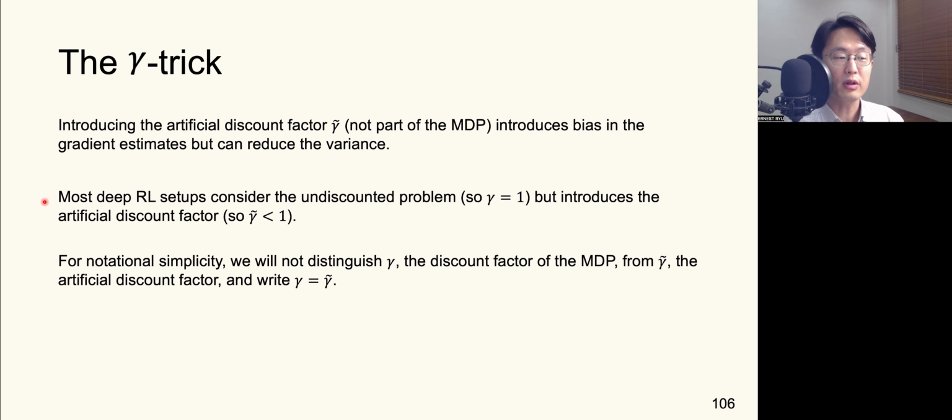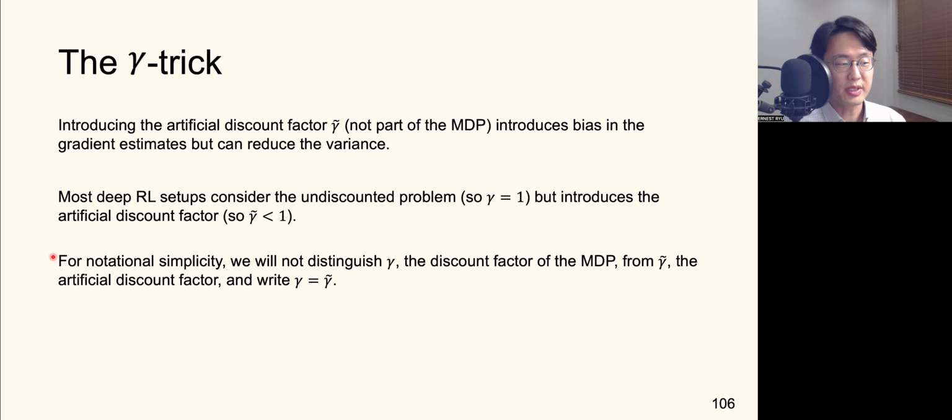So in many deep RL setups, fundamentally the problem that is specified does not use discounting. It uses gamma equal to 1. But nevertheless, in the algorithms, people often introduce this artificial discount factor, which I'm writing here as gamma tilde, and people set it to be less than 1 because that makes the algorithm more stable.